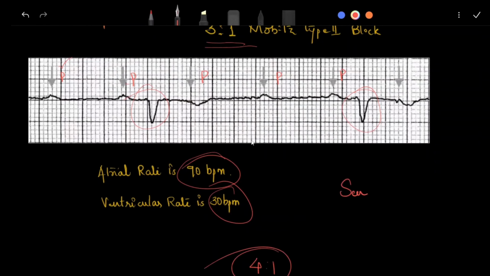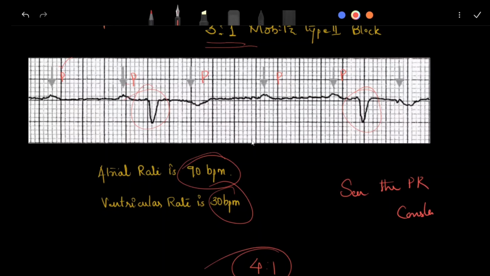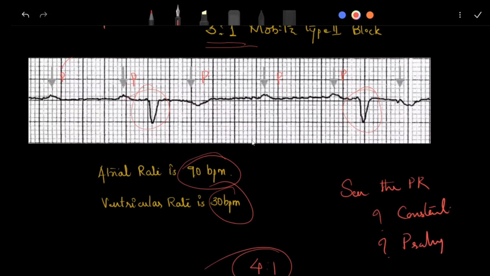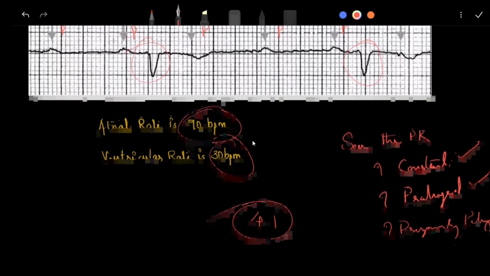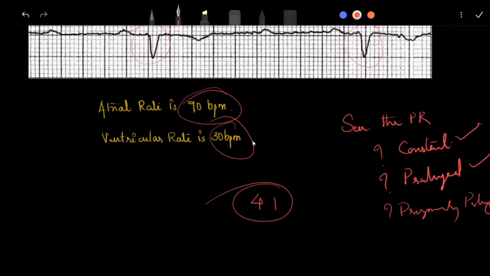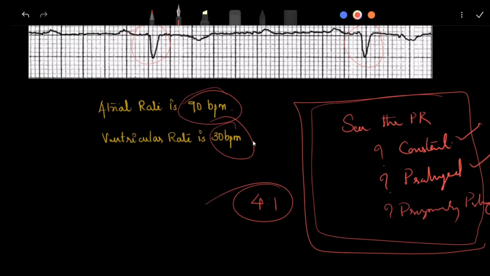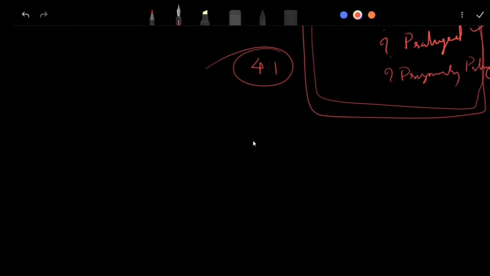See the PR interval first. Is it constant? Check, is it constant, is it prolonged, or is it progressively prolonged? These are the three things that we should check in a heart block ECG. Then only can we decide which degree of heart block the patient has. Thank you so much.